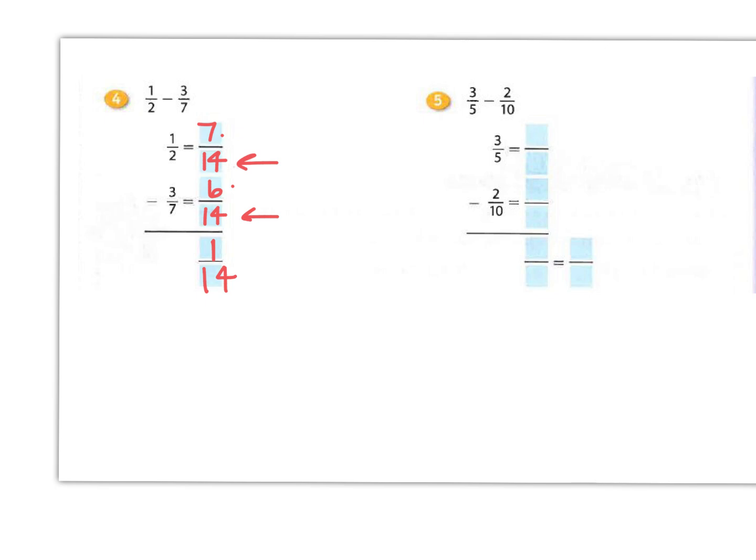Let's look at this example over here. We have 3/5 minus 2/10. We know that 5 goes into 10, so we're just going to keep the 10ths. But we have to change this one. 5 times 2 is 10, and then 3 times 2 is 6. Now we have 6/10 minus 2/10, which equals 4/10. We can simplify that. We can divide top and bottom by 2. 4 divided by 2 is 2. 10 divided by 2 is 5. So our final answer is 2/5.